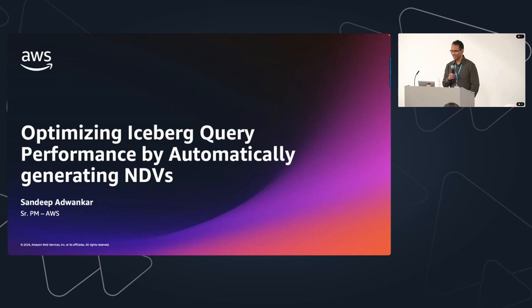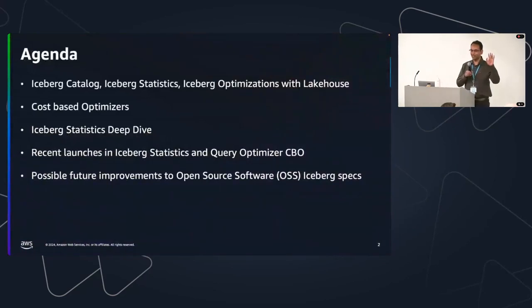I'll be talking about what we are doing in optimizing Iceberg query performance by doing the heavy lifting of generating the NDVs. I'm going to start the presentation at a 10,000 feet level, talk about some of the Lakehouse aspects, some of the re:Invent launches, and then go deep into what cost-based optimizers are, what Iceberg stats provide, and what we are doing to help customers make use of those stats and make queries perform.